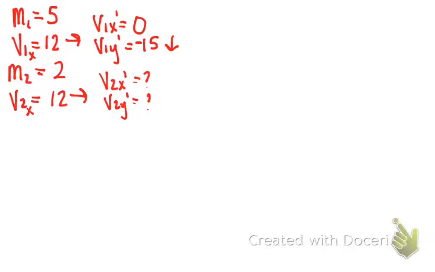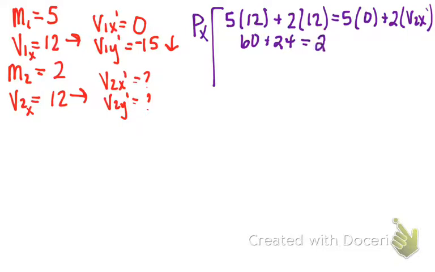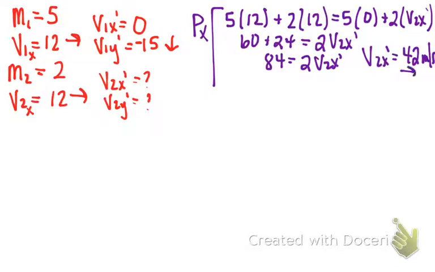Alright, so I'm going to start solving these in the x and the y direction. Remember the bracket doesn't mean anything different mathematically, it's just about keeping organized. So m sub 1 is 5, m sub 2 is 2, they're both traveling 12 meters per second in the x direction east. M sub 1 is 5, and we know that V sub 1x prime is 0. We're solving for V sub 2x prime. So this is 60 plus 24 equals 2 V sub 2x prime. So 84 equals 2 V sub 2x prime, which means V sub 2x prime is equal to 42 meters per second. And it came out positive, which means we know it's traveling to the east as well.